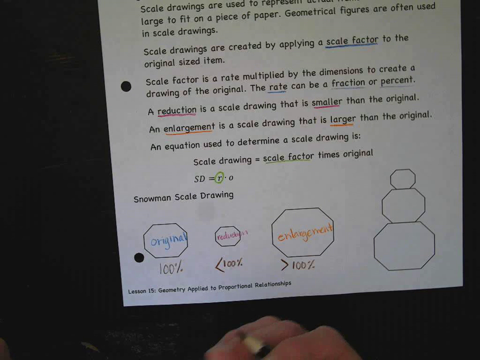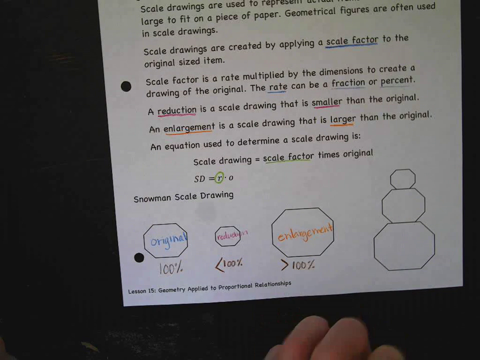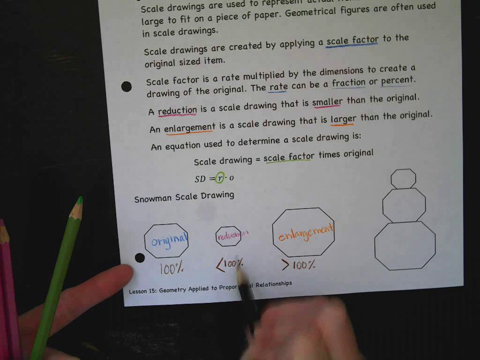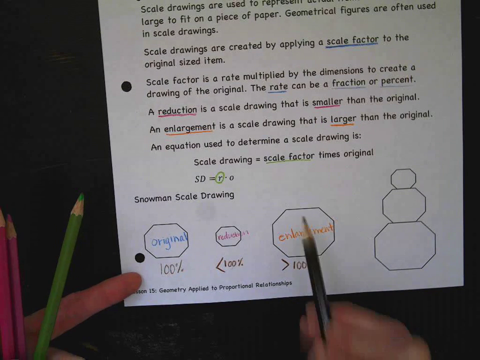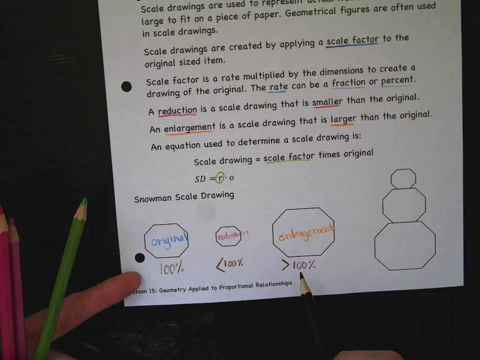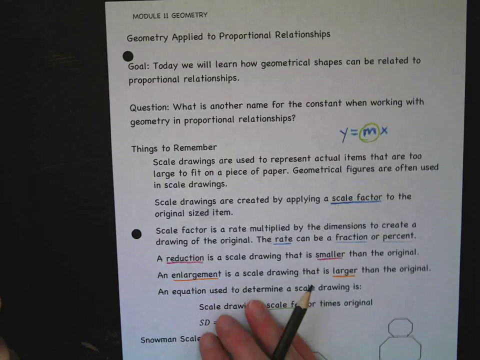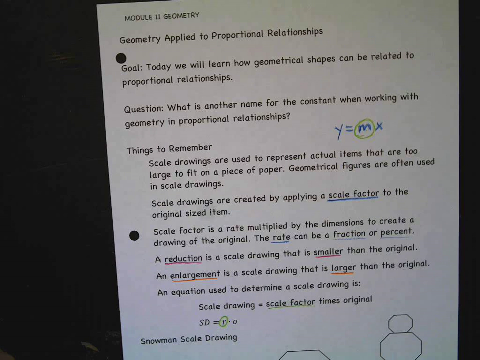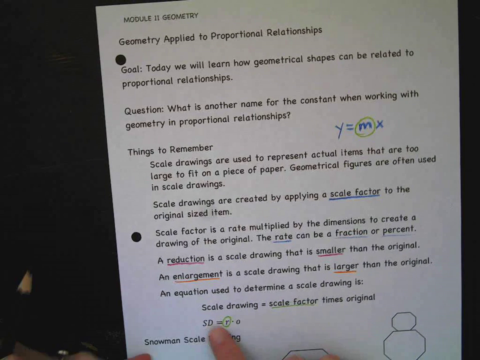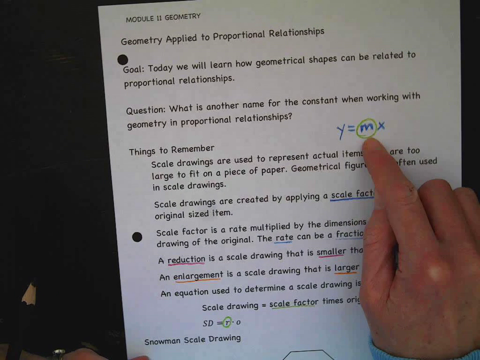So basically, when you're working with geometry and you're trying to use the proportional relationships, you have to remember that a scale factor either reduces the original size or it enlarges the original size. And you need to know the difference between those two types. Okay, so going back to our goal, today we will learn how geometrical shapes can be related to proportional relationships. Scale drawing equals scale factor times original.